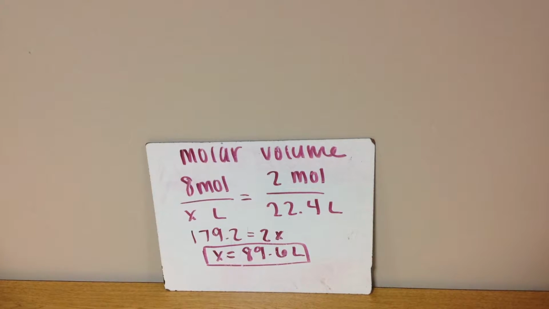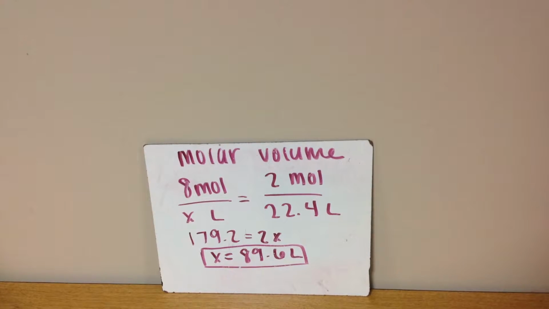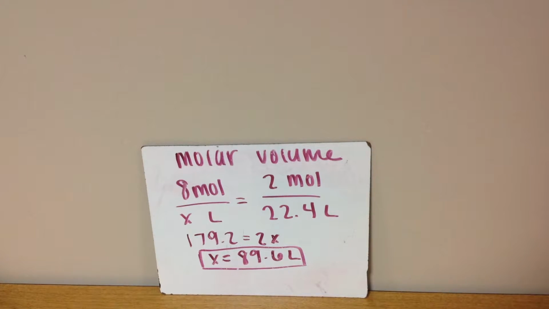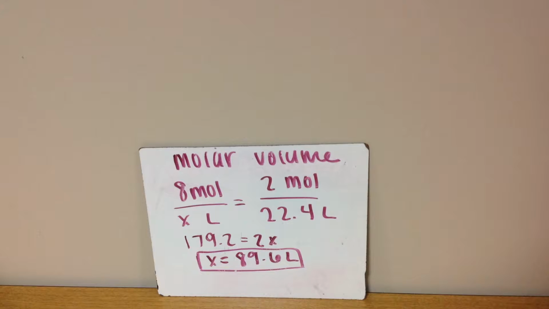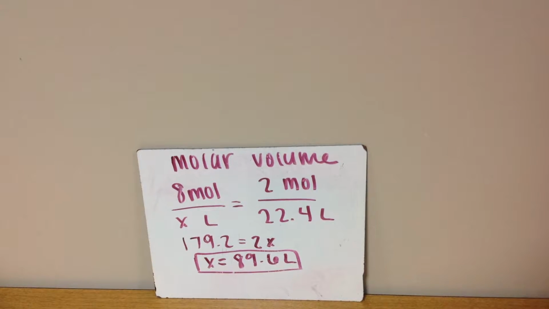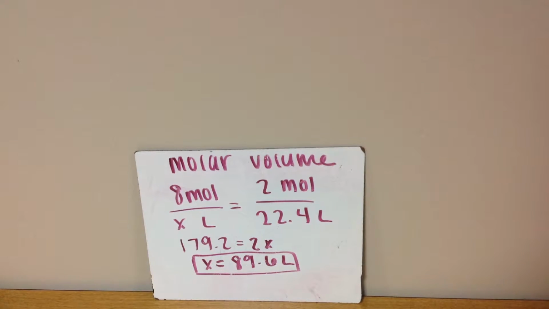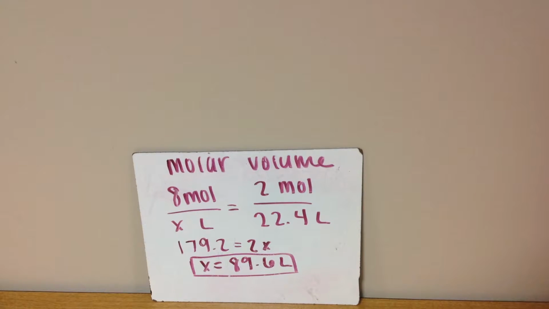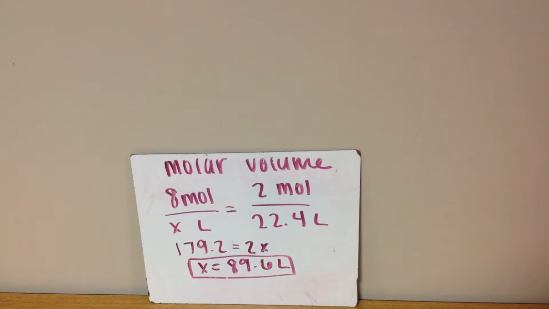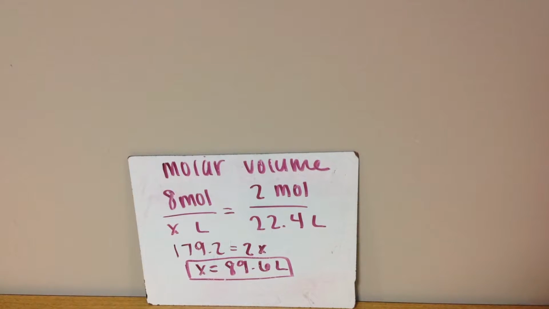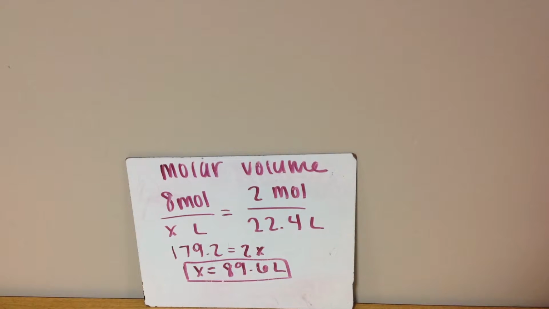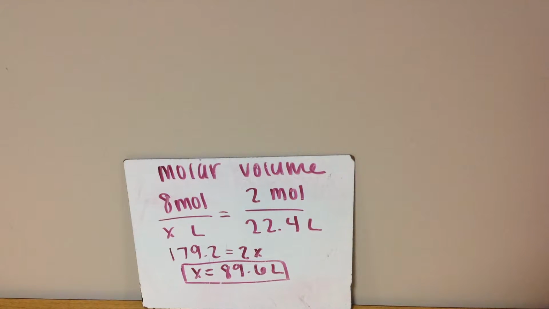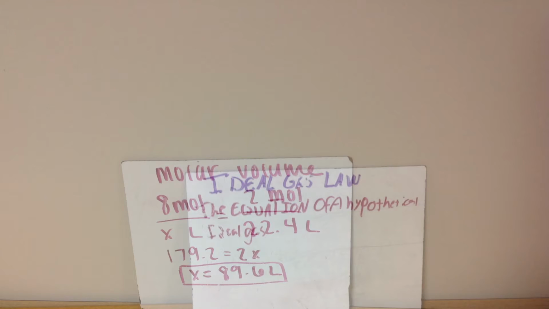A real life example would be, say you're in a factory and you need to find the volume for how much soap you're going to need to fill the container. As long as you know the moles, you'd be able to find the volume by using the equation moles over X liters equals moles over 22.4 liters.